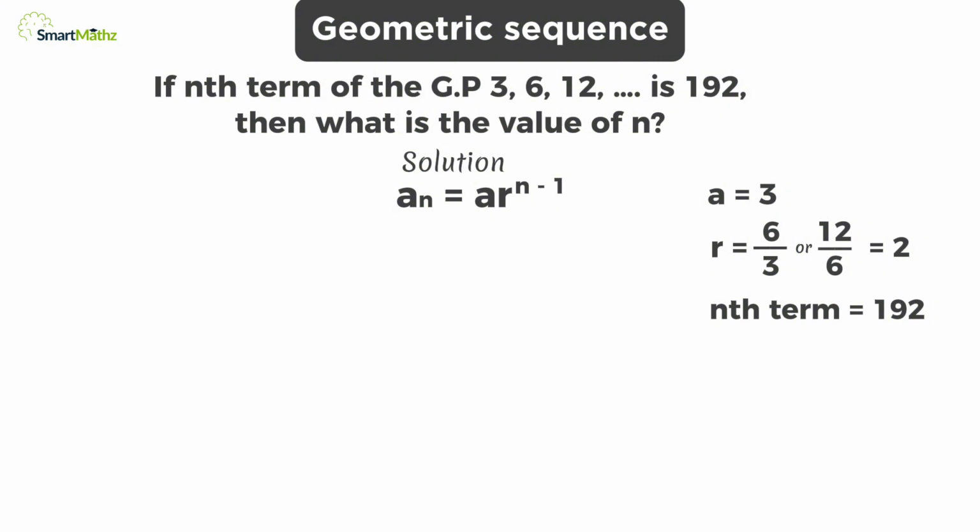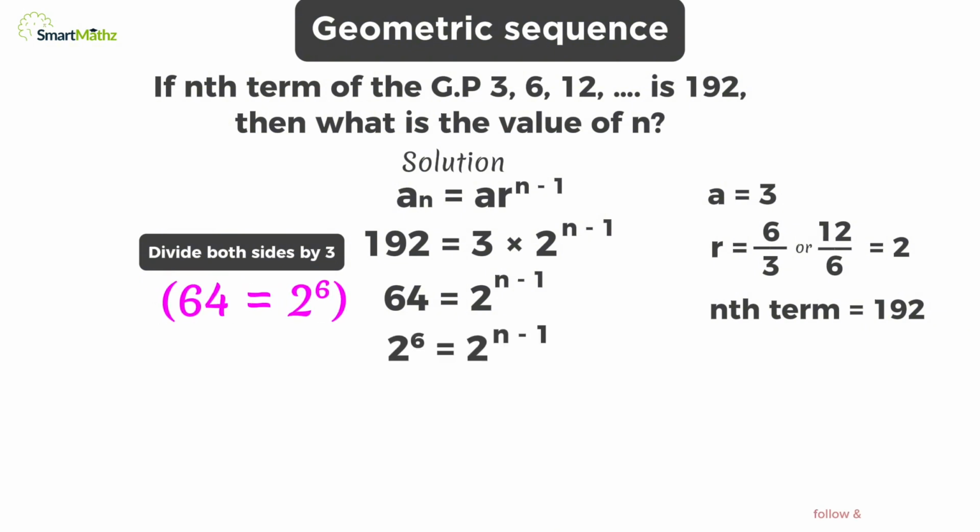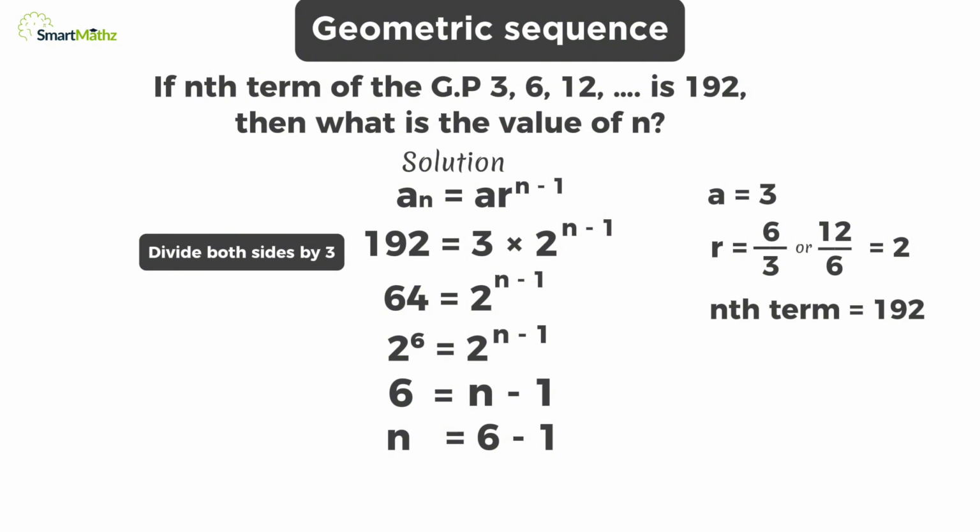By substituting, we have 192 equals 3 times 2 raised to power n minus 1. Divide both sides by 3. We have 64 equals 2 raised to power n minus 1. We can express 64 as 2 raised to the power of 6. Since the bases of both sides of the equation are equal, we can equate their powers to have 6 equals n minus 1. By collecting the like terms, we have n equals 6 plus 1, which is equal to 7.